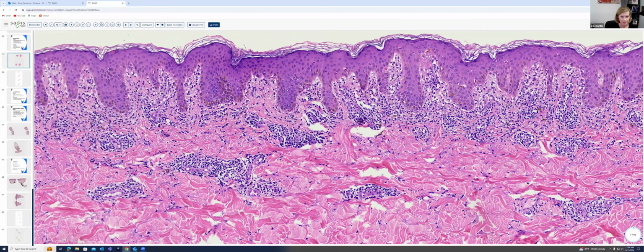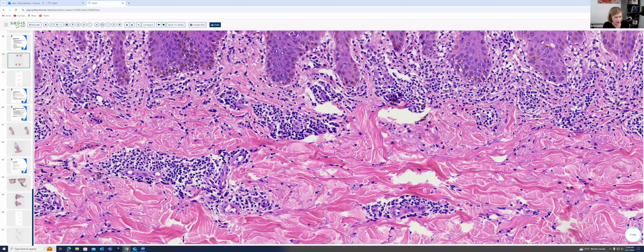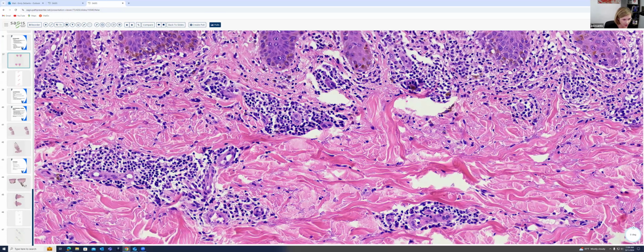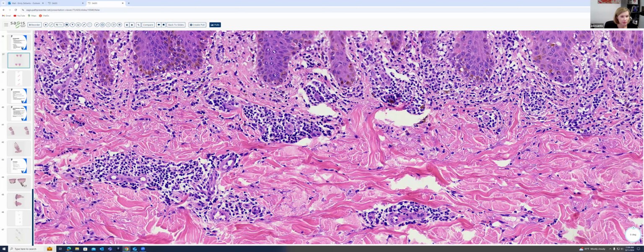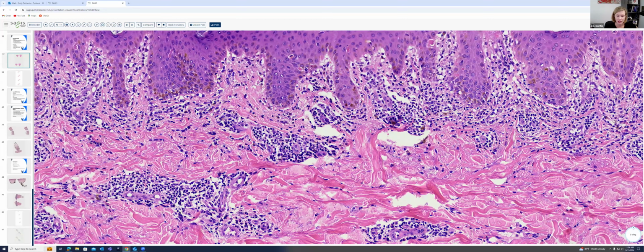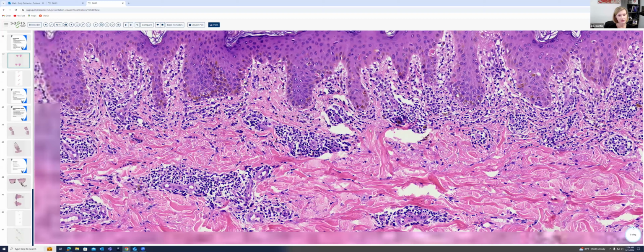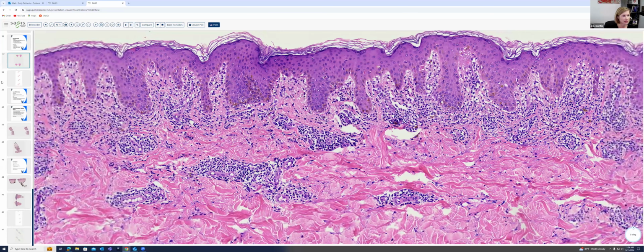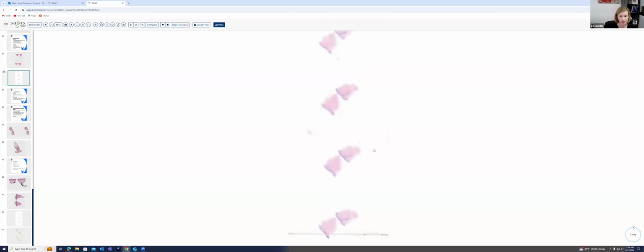And then as we look at higher power at our dermal infiltrate, we do see a lot of these small blue cells, so a lot of lymphocytes, but also quite a few eosinophils. So in this field, I see just in this perivascular focus, probably 10 eosinophils, which is a lot. The other thing that's notable is a lot of pigment. So we have a lot of melanophages in this case. So the combination of an interface process with eosinophils and melanophages is very suggestive of a fixed drug eruption.